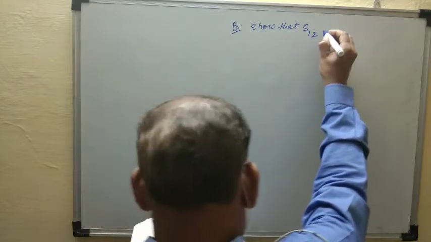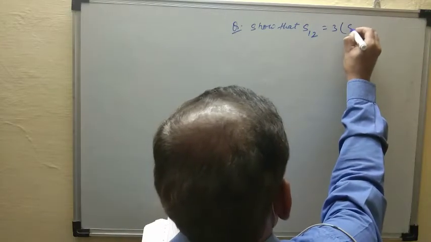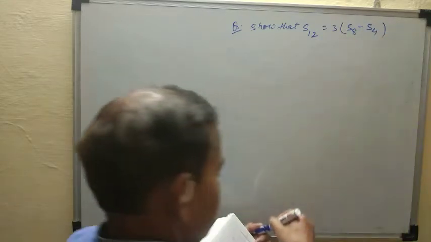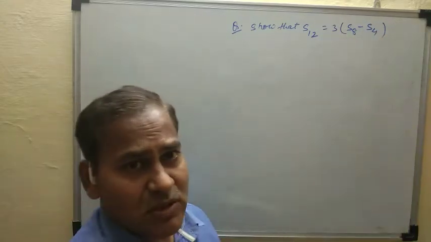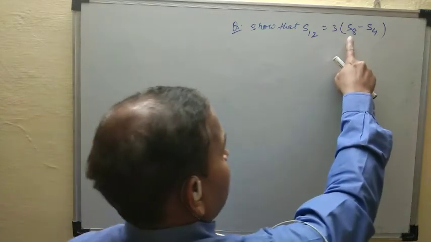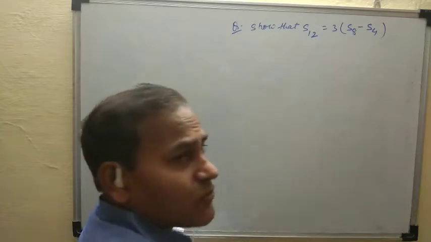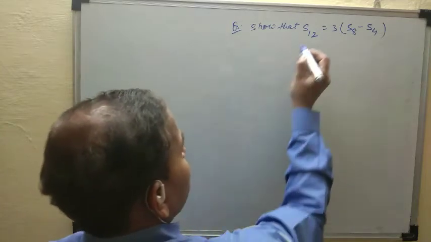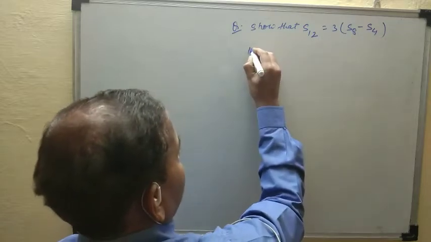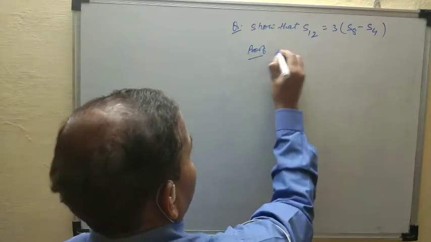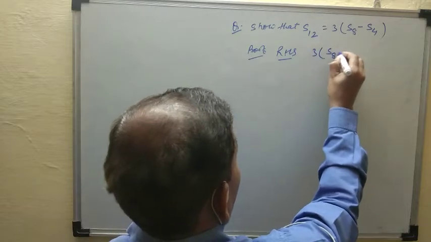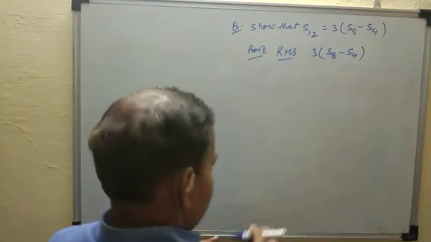S12 is equal to 3 into S8 minus S4. S12 means sum of 12 terms, S8 sum of 8 terms, S4 sum of 4 terms. So prove it. So first find the value of RHS. Proof. RHS is 3 into S8 minus S4.